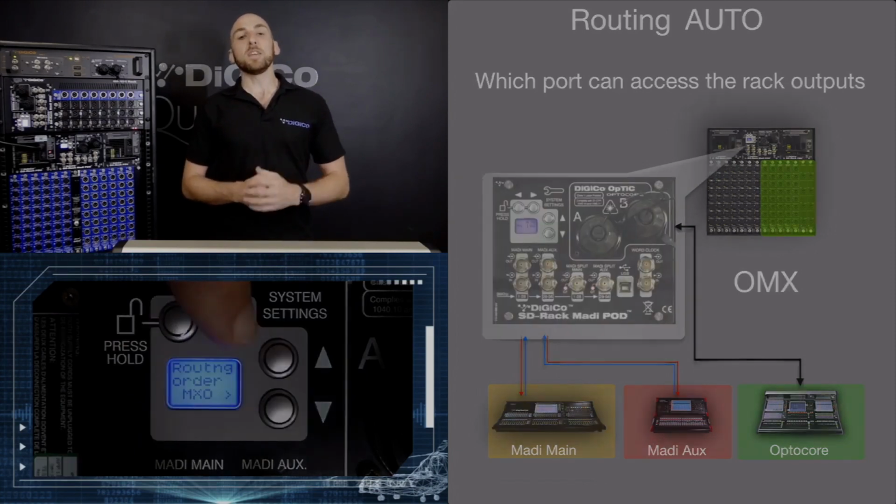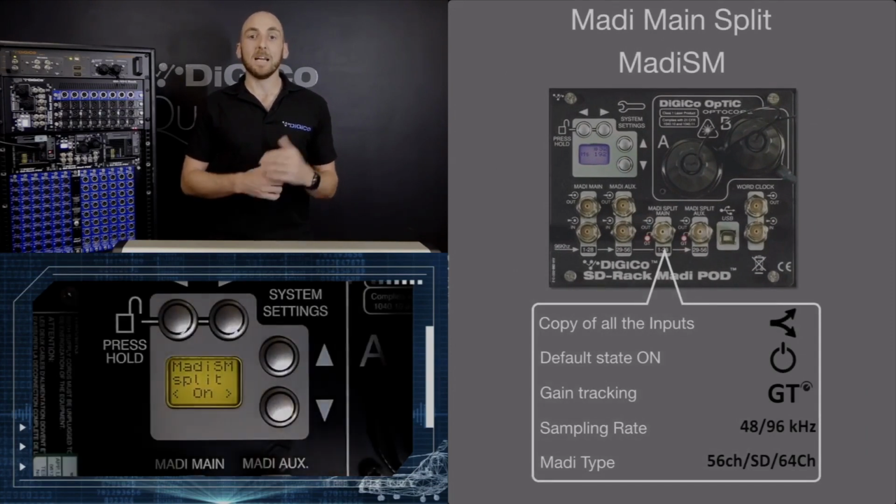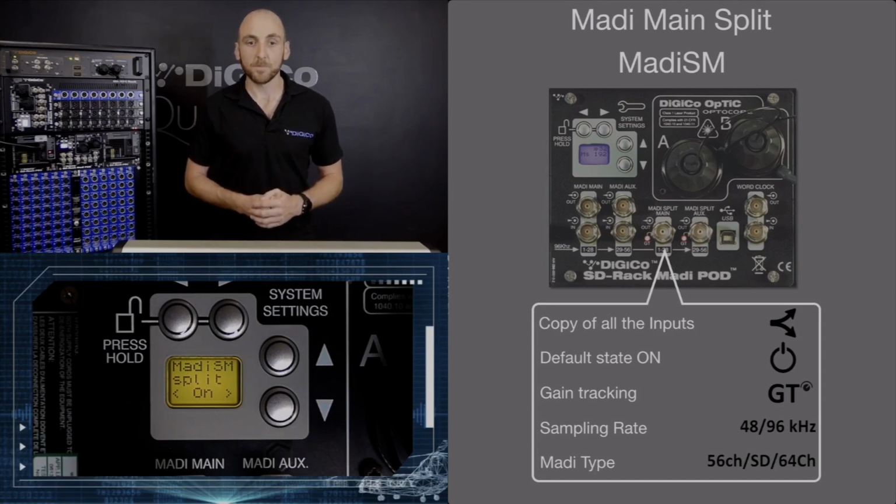The next menu is the rack main and aux splits. This page controls the MADI split options as well as the aux MADI split options. Each split can be off, on or on with automatic gain tracking. This is represented by a GT.